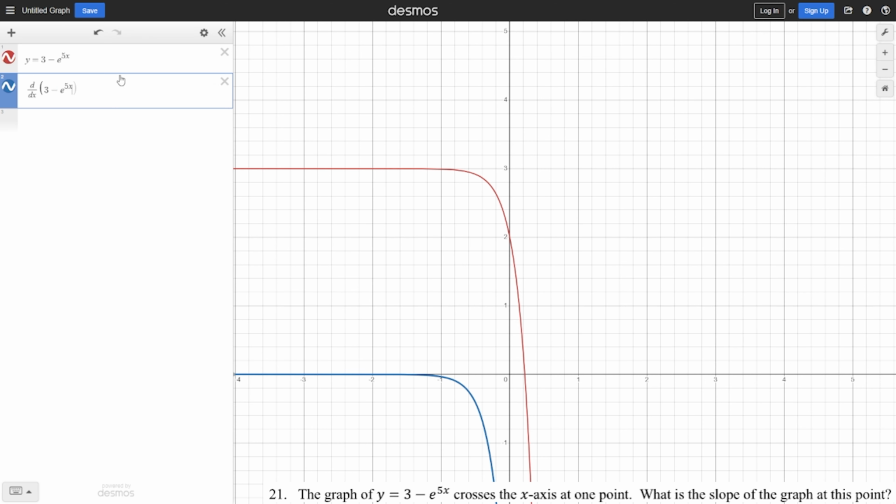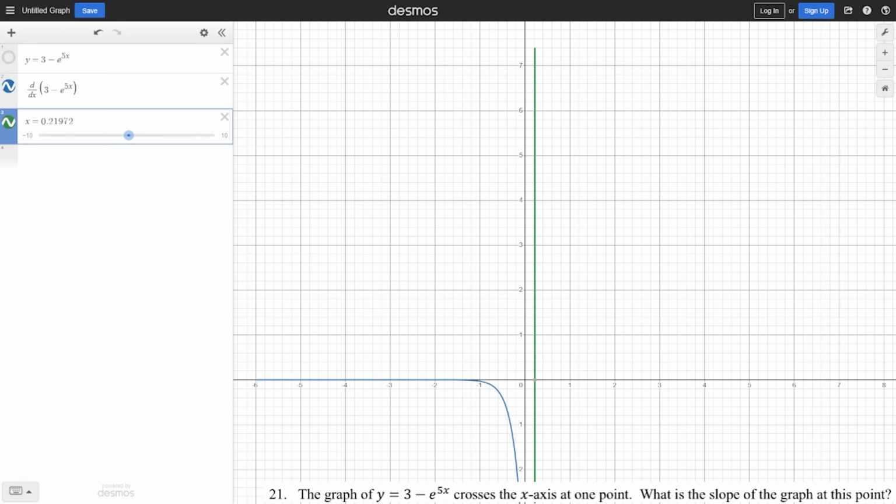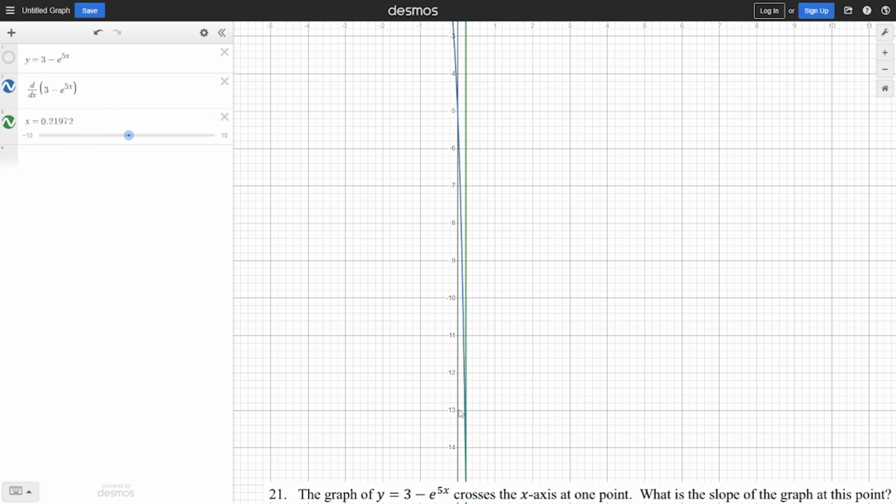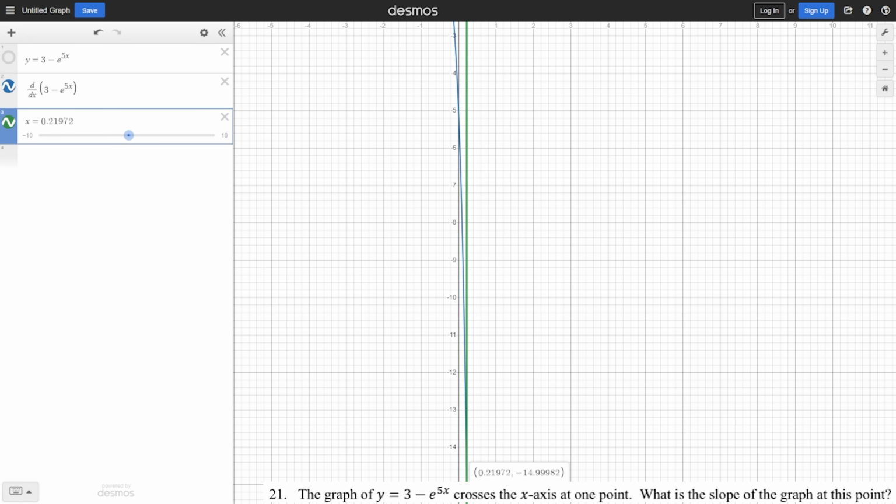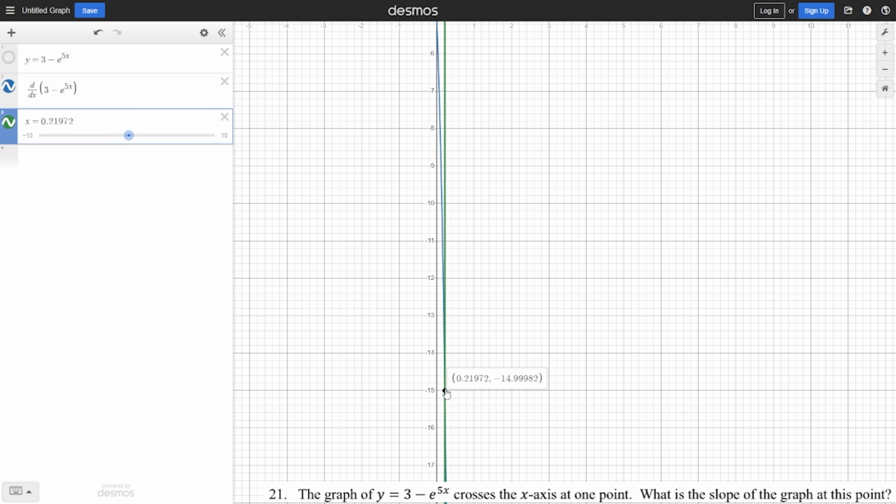And on your calculator, remember it's math 8. And I'm going to hide this. And then we take the derivative when x is equal to this number. So then we can see where they cross, which is about right here. So our final answer is negative 15. You can round that, negative 15 is our final answer.